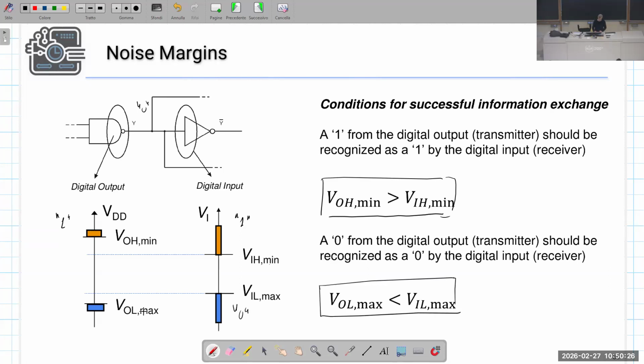The problem is when the output voltage at the low level tends to be close to VIL, or the output voltage at the high level goes down and gets close to VIH. Okay, please.